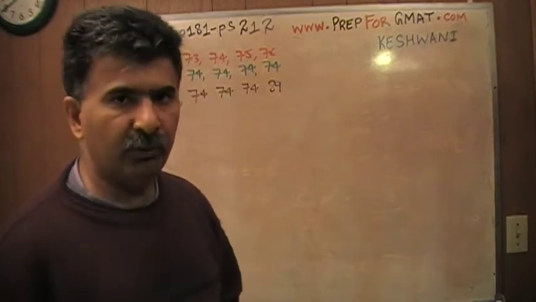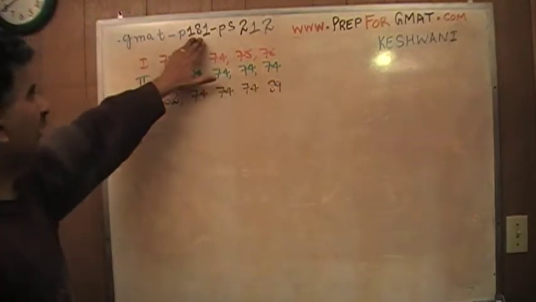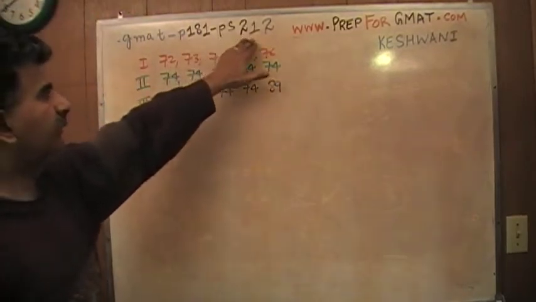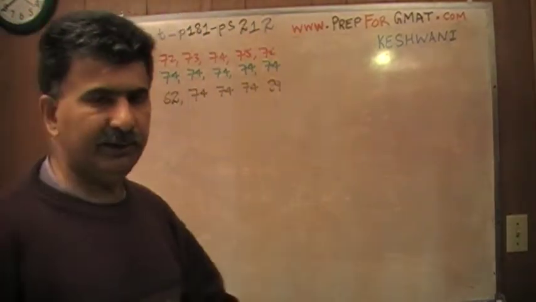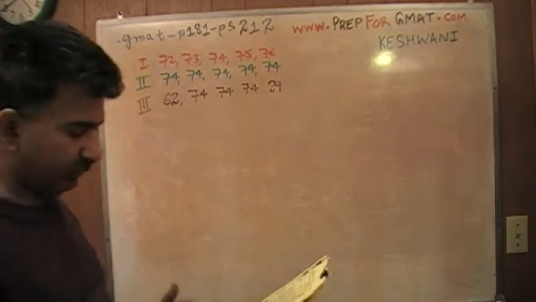This is where you want to practice from. The problem that I'm about to solve is the one that you will find on page number 181. Problem solving number 212. Let's take a look at it. We are given three sets of data, three data sets. I have put them already here on the blackboard.